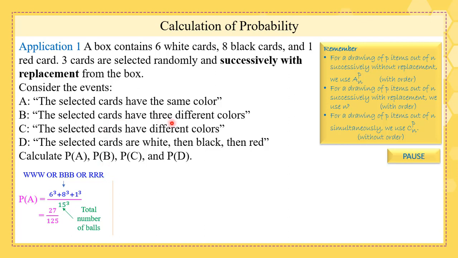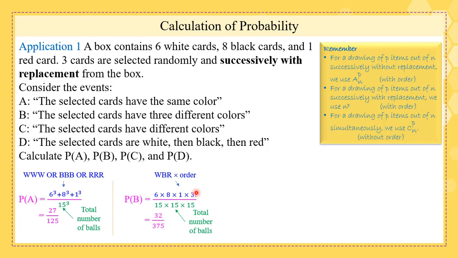The selected cards have 3 different colors. Now for this case, they could be W, B, R, and we never forget the order. W is 6, B is 8, and R is 1, and the order is 3 factorial. Try to find P of C alone. The selected cards have different colors.